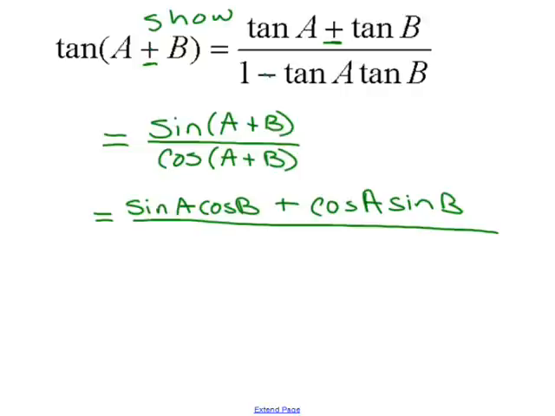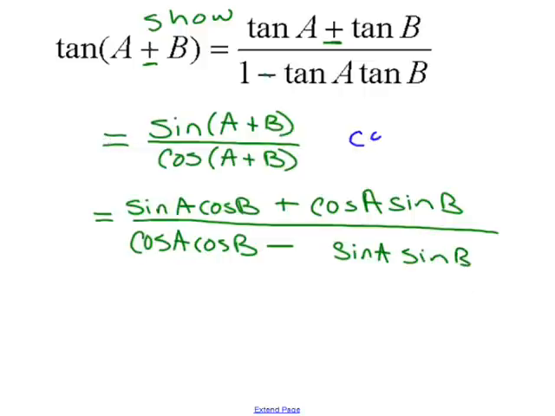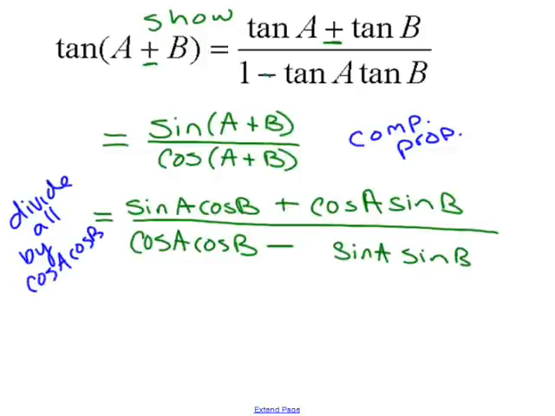And on bottom, cosine is cosine A cosine B, but the sign switches, so since it's plus, it's now minus sine A sine B. All right, just like we did the last one, we divide everything. We're going to do the same thing here. We're going to divide all by the cosine A cosine B.